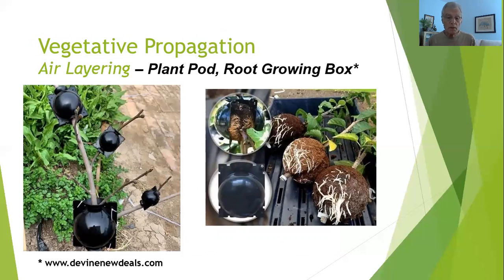There is, however, a commercially available idea called a plant pod or root growing box. And you can see that these on the left were placed on 4 stems. And so the sphagnum moss was placed underneath the plant pod. And the photo on the right shows the development of the roots once that plant pod was opened and the roots exposed. It's important to keep the sphagnum moss moist. So many folks put little plastic tubes down into that ball of sphagnum moss where they can drop water periodically.